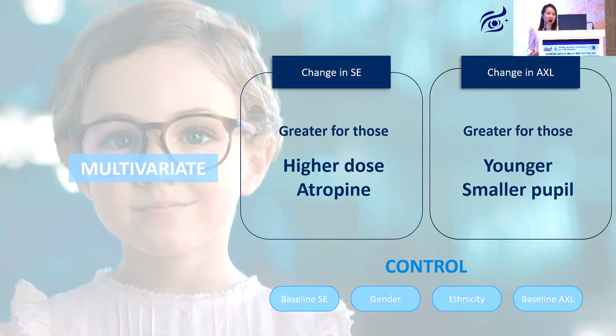Based on multivariate analysis, we found that the change in axial length is greater for those patients who are on higher dose atropine. For example, for children who are on 0.01% twice a day compared to 0.01% once a night, as well as those who are on 0.025% atropine. The change in axial length is also greater in younger children with smaller pupil size, after controlling various variables such as baseline spherical equivalent, gender, ethnicity, as well as baseline axial length.